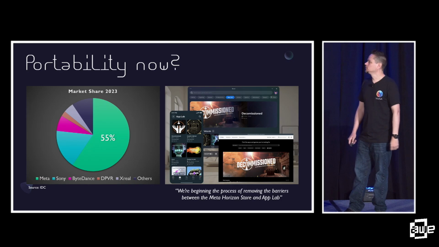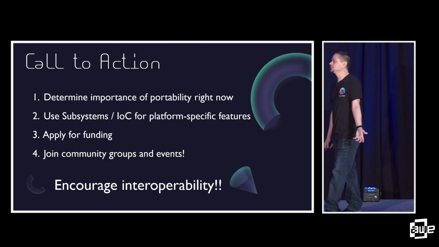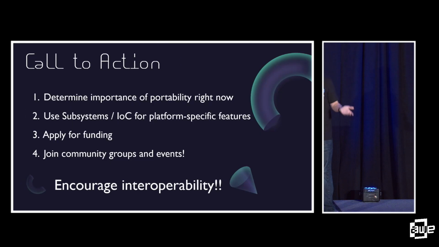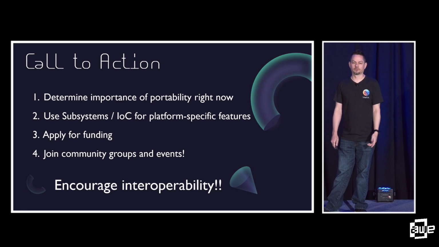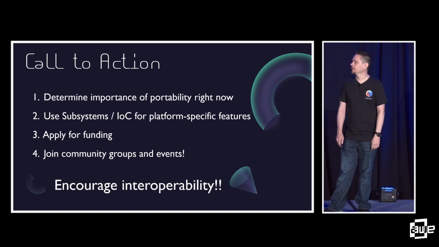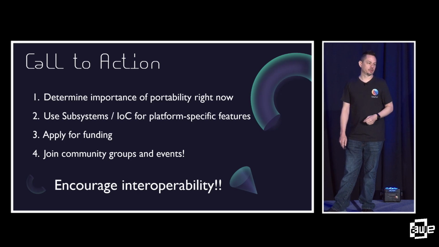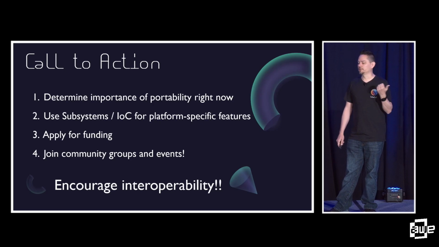Okay? So, call to action to you. Determine how important it is to be portable right now. Do you need to architect it up front? Do you build your prototype in your first version and then do portability later? If you are doing portability, think about following the IOC pattern. Implementing subsystems in Unity is a great way of doing that. Apply for funding, and then join those groups. Please, get in that Reality Innovators Network, post what you're working on, come to events like Reality Hack, and meet up with your peers and get feedback.